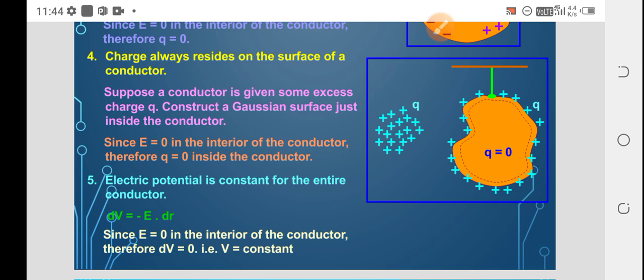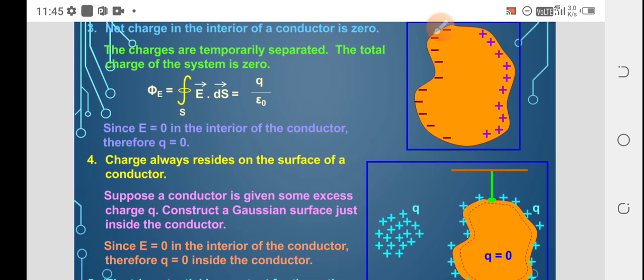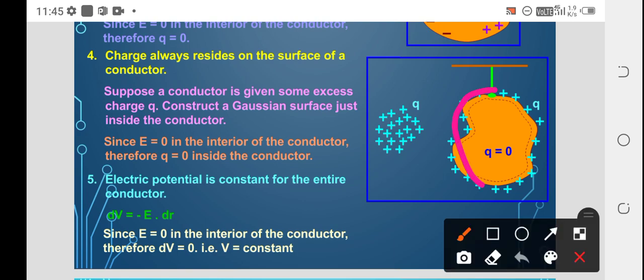Fourth point, charge always resides on the surface of the conductor. You can see the figure. The charge is present on the surface of the conductor: plus charge, plus charge, plus charge. These are all the charges present on the surface of the conductor.